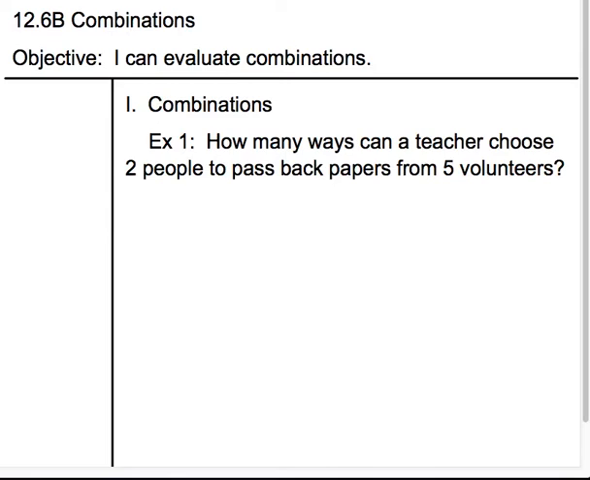So our first example, we're going to be taking a look at how many ways can a teacher choose 2 people to pass back papers from 5 volunteers. Again, the order she chooses these volunteers in doesn't matter because she's still going to get these same 2 people helping out. So we're going to start out with kind of listing them. So I'm going to call them volunteer 1, volunteer 2, volunteer 3, volunteer 4, and volunteer 5.